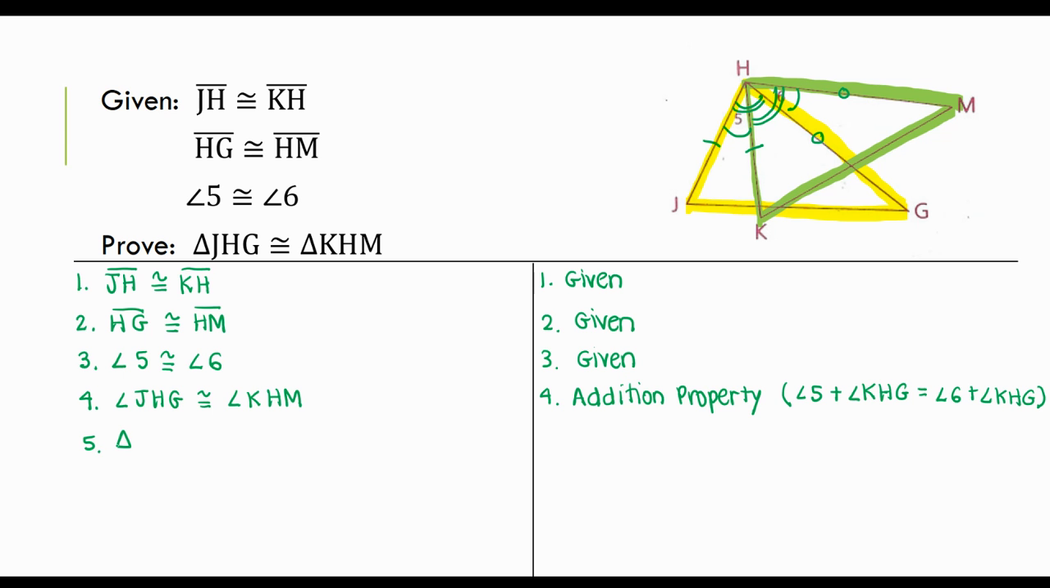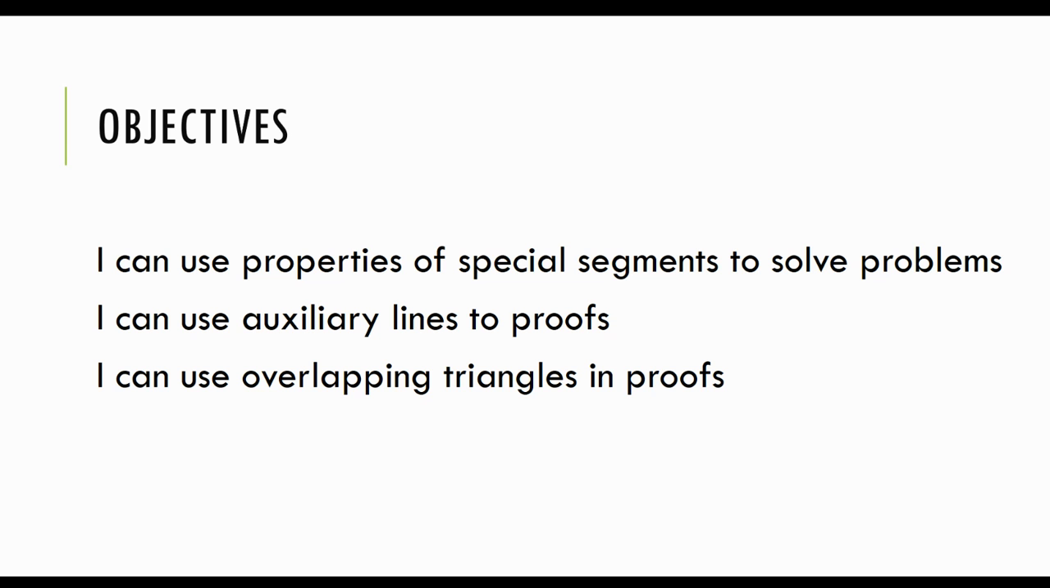So now I have enough to go to what I'm trying to conclude, that the triangle JHG is congruent to the triangle KHM, and this is because if you look at the markings, side, angle, side. So my first set of congruent sides came from step number 1. My angles, remember, did not come from step number 3, but came from step number 4 when we had to add pieces together to get the angle inside the triangle. My other segment was back in step number 2. So that's us looking at special segments, drawing in lines, so auxiliary lines, and looking at overlapping triangles.